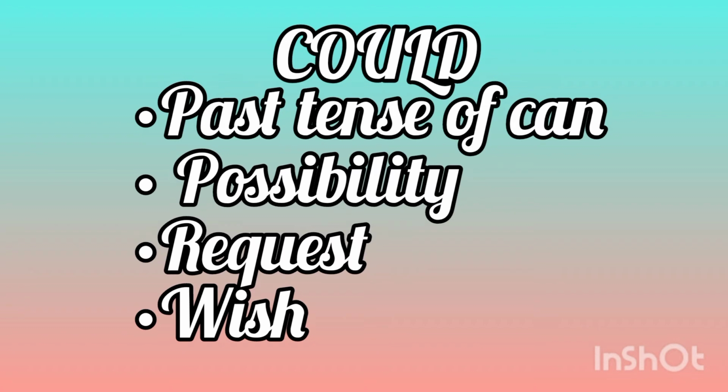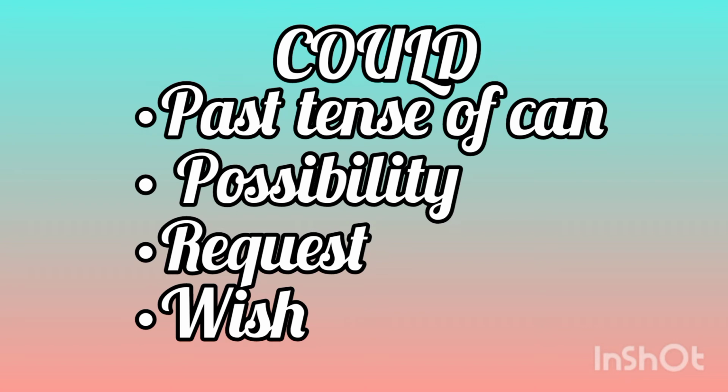I wish I could see you now. So it's a heartfelt wish, and could expresses a wish or imagination. So we learn that could has various uses. It's used in the past tense for can. Could also shows present or future possibility of an action. Could is used to make a polite request, and could expresses a heart's wish as well. So that's it for could.